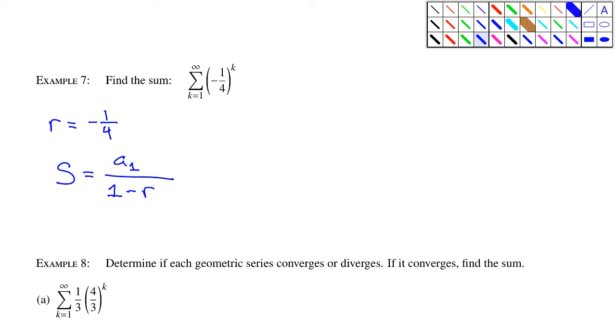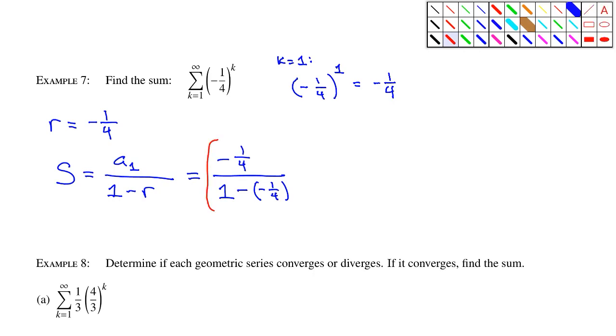I need to compute what the first term is going to be. No problem. I'll use k is equal to 1. And so we get negative 1/4 raised to the first power, which is negative 1/4. So this is equal to negative 1/4 divided by 1 minus the ratio of negative 1/4.